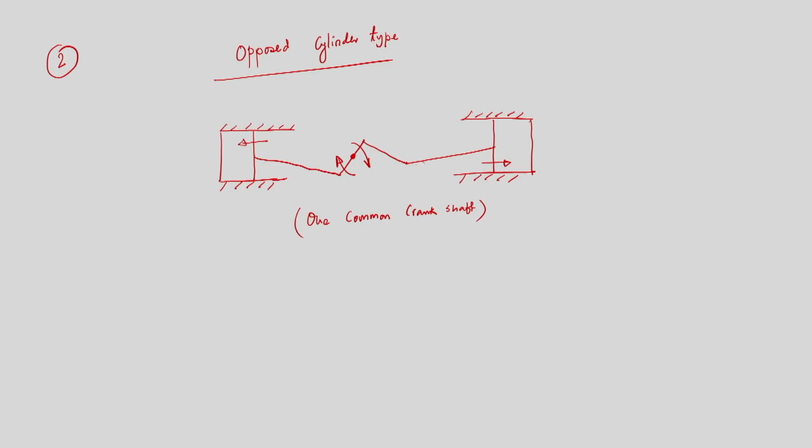Similarly, we have opposed piston type. So, number 3, again I am writing, opposed piston type. Now we have seen that cylinders are placed in such a way that their faces are opposing each other. Now, we might have another arrangement where pistons face pistons, the pistons are opposite to each other. So, the arrangement is like this, I am drawing again.